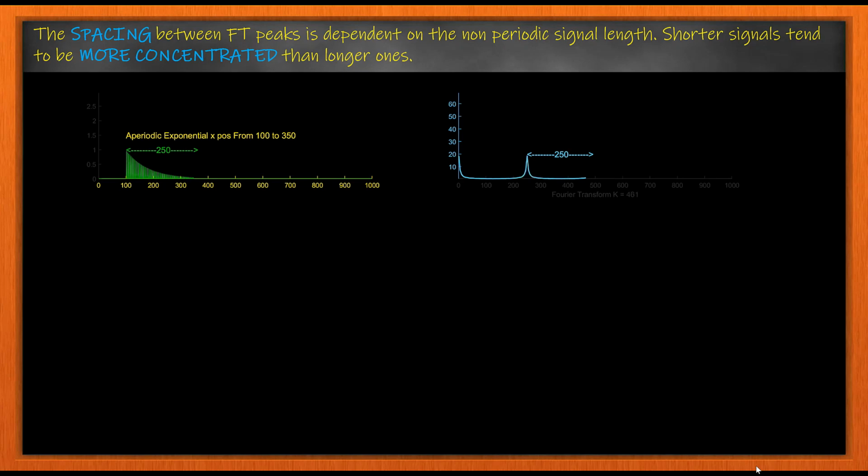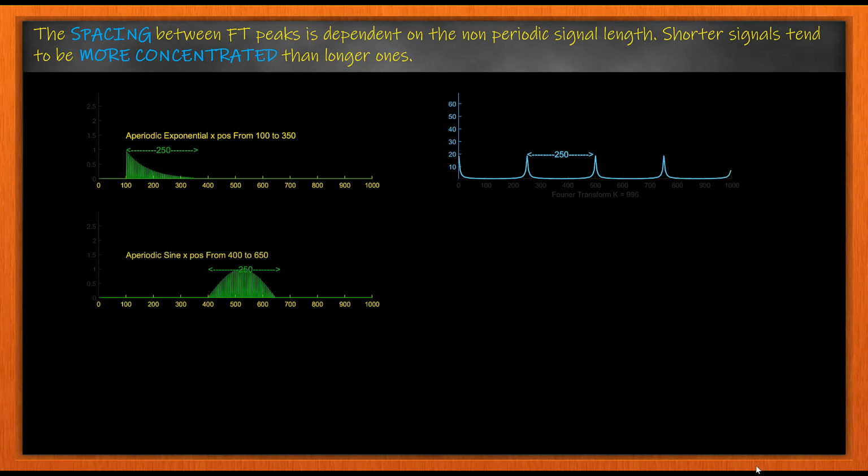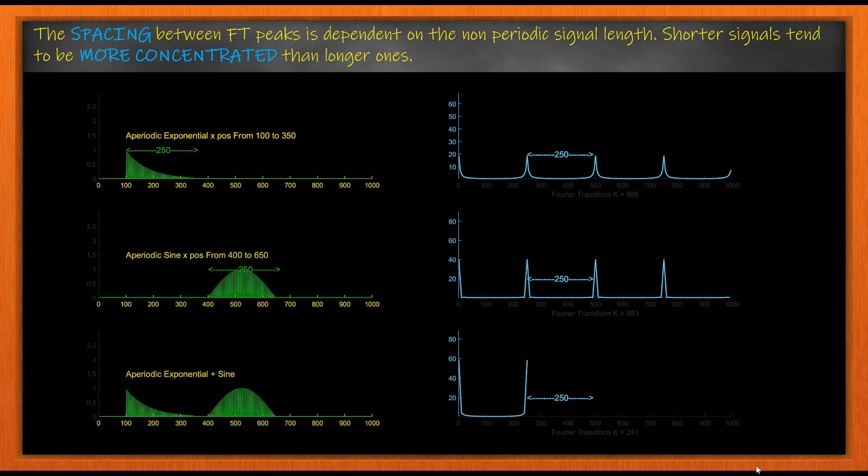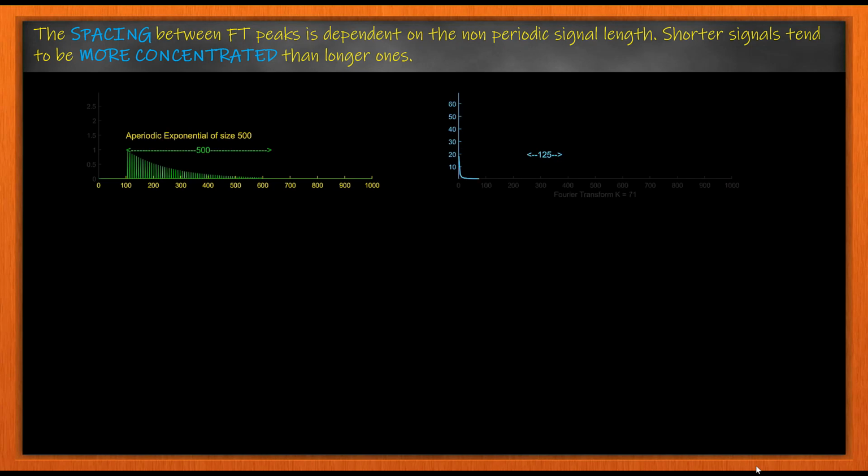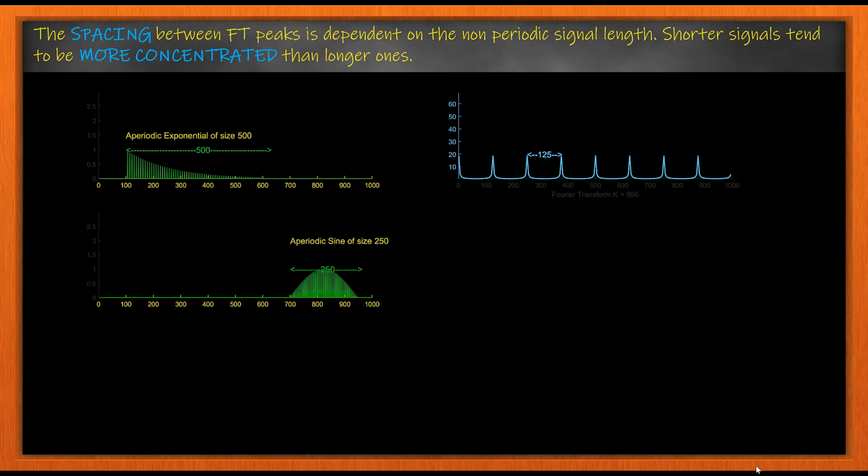The spacing between the Fourier transform peaks is dependent on the non-periodic signal length. Shorter signals tend to be more concentrated than the longer ones. The length of the signal is also inversely proportional to the spacing between the peaks in the Fourier transform.